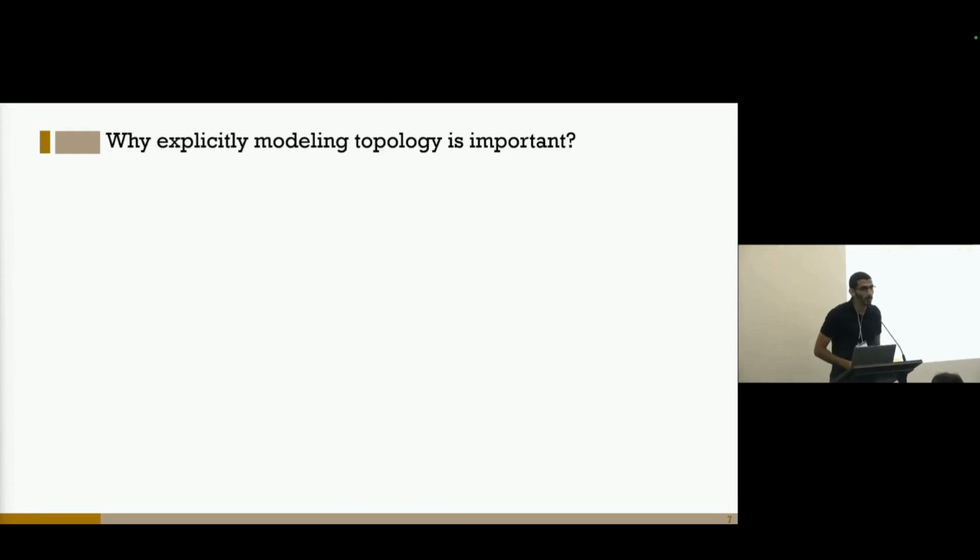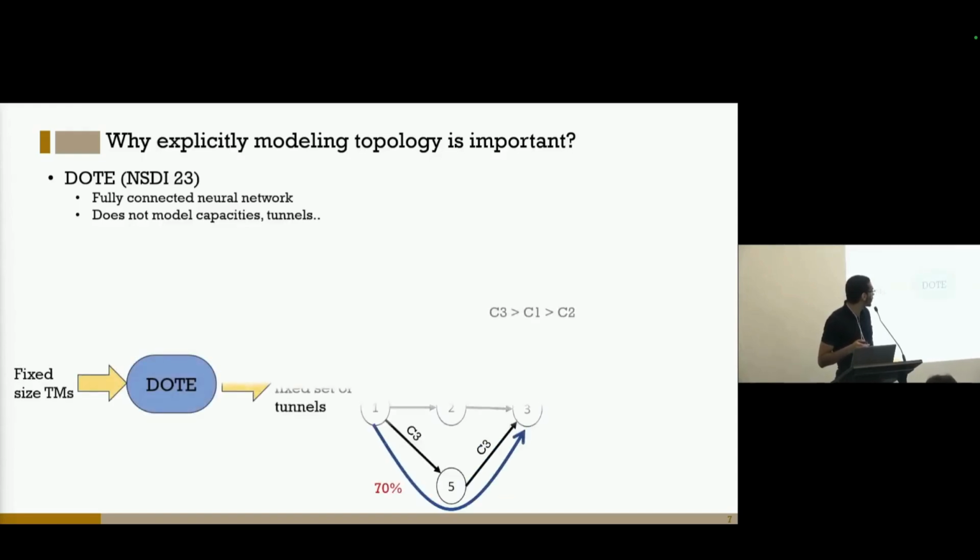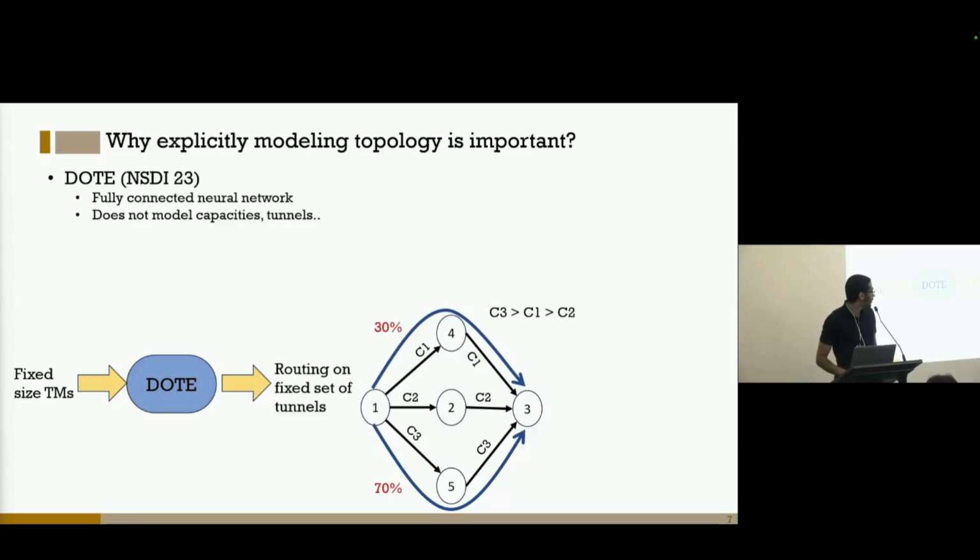To motivate the design of HARP and explain where existing neural models fall short, let's consider why explicitly modeling topology is important. For this, let's consider DOT, which is basically a fully connected neural network that does not model capacities, tunnels, or topology. To be concrete, it takes fixed-size traffic matrices and generates routing on a fixed set of tunnels.